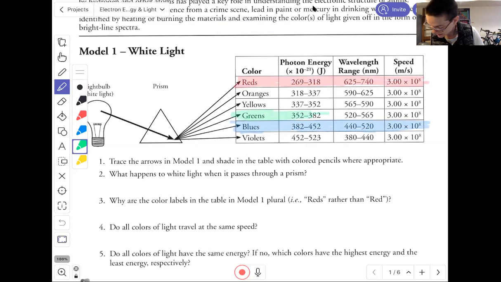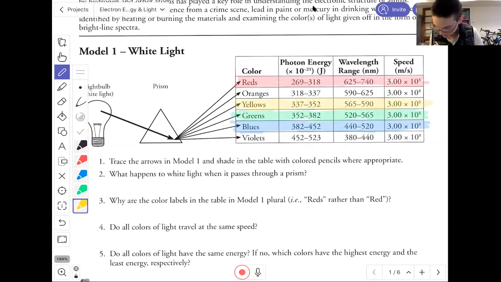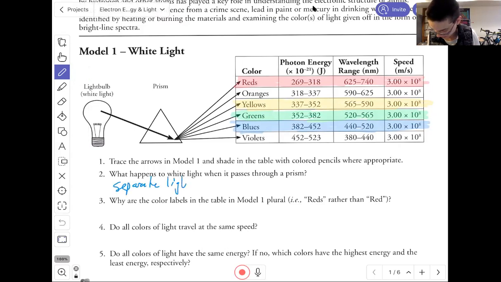Okay. So if you look at this, and the questions here, I don't have an orange or a violet, so sad. But if I look at this, when I pass light through a prism, I clearly separate out into the full rainbow, right? So I separate light into a rainbow of colors.